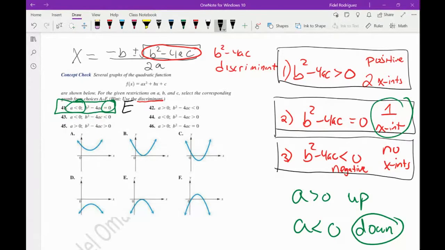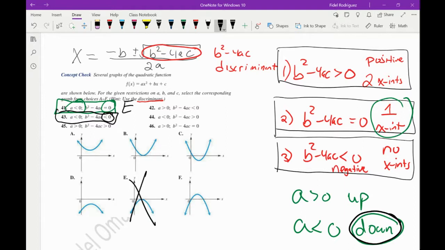I'm going to do 43 next. I'll come back and do 42, 44, 46. But let me look at 43, okay? So look, guys, I'm going to scratch this one out because we've already used it. I don't want to keep looking at that one anymore. 43, A is less than 0. Hey, my graph's going to open down. That tells me again, now I'm either going to choose graph D or graph E.